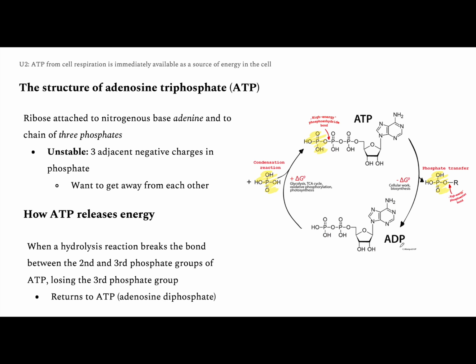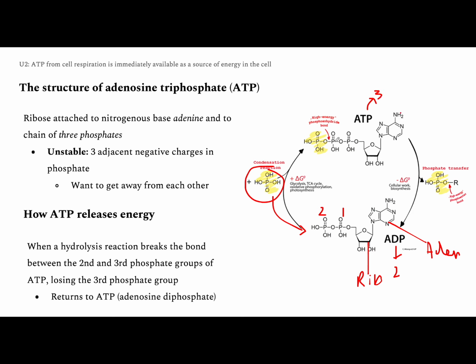So this is what the molecule looks like before cellular respiration. It has 2 phosphate groups. This is ribose. This is adenine, which is a nitrogenous base. In cellular respiration, this third phosphate group is added here. Because this has 2 phosphate groups, it is adenosine diphosphate, and because in cellular respiration a third phosphate group is added, it becomes 3 phosphate groups. So therefore it becomes adenosine triphosphate.